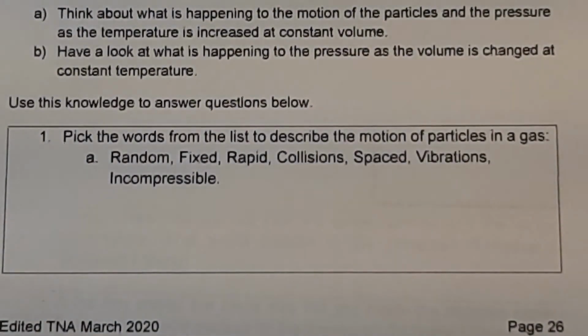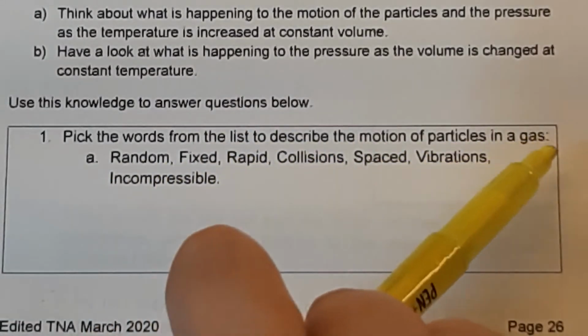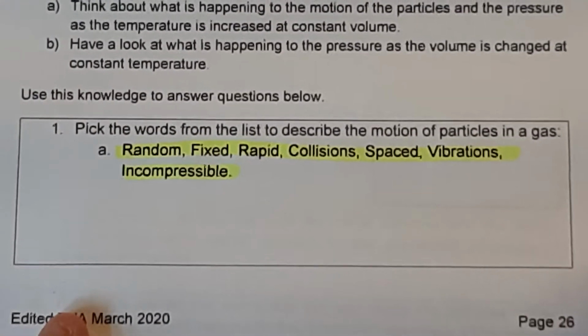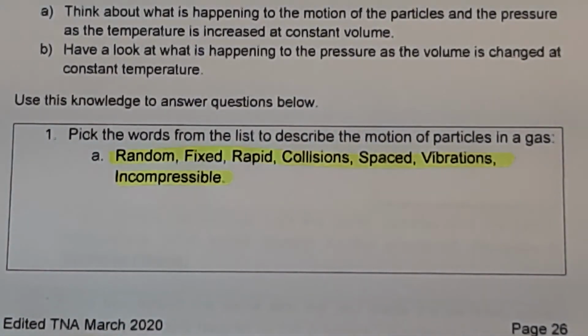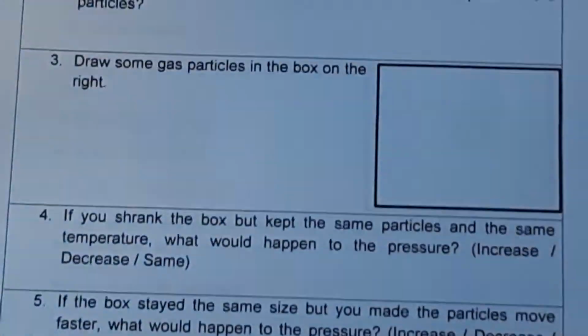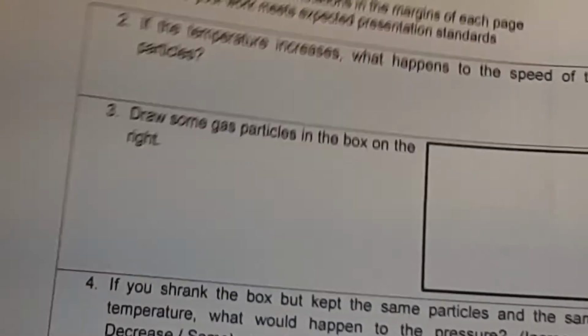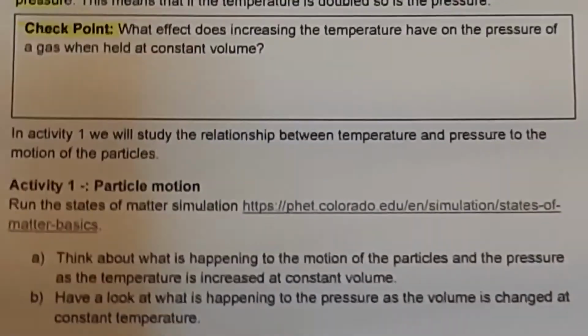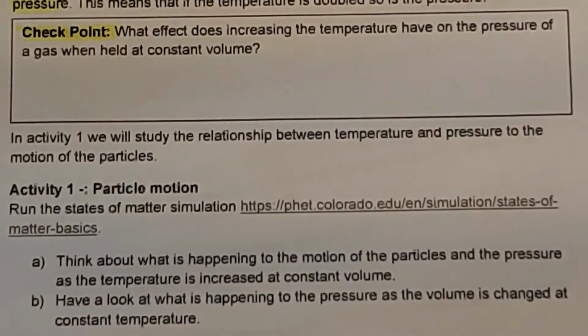So then use your knowledge from this, if you can, to pick the words from the list to describe the motion of particles in a gas. So this is the list of words. You'll need to pick which ones describe the motion of particles in a gas, and for bonus points, put those words into a sentence, or 2 sentences if necessary, about the motion of the particles in the gas. Okay, then there are more questions on page 27, and it carries on all the way to part D of question 7. So pause the video whilst you answer the questions, please, and then we'll go through them together.